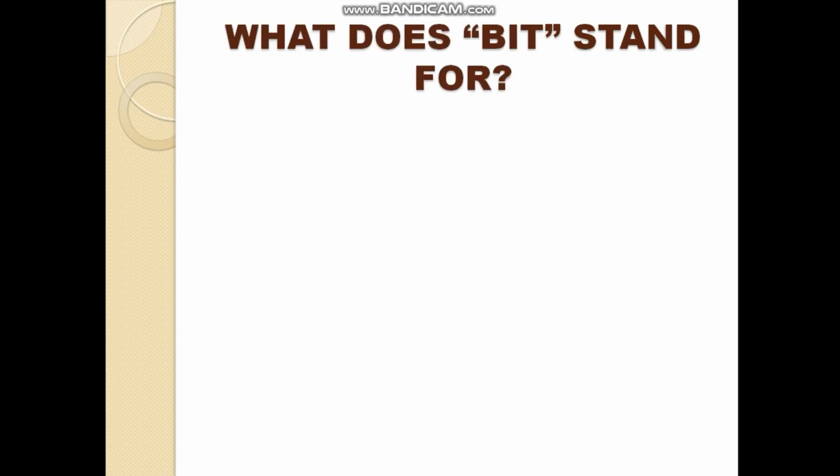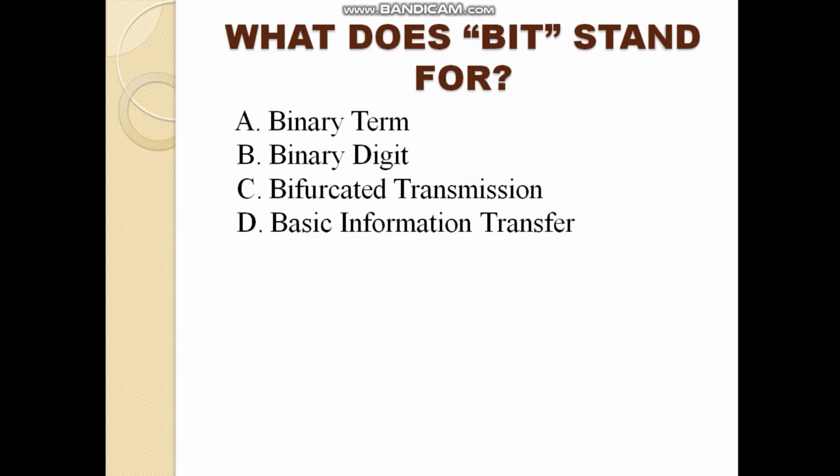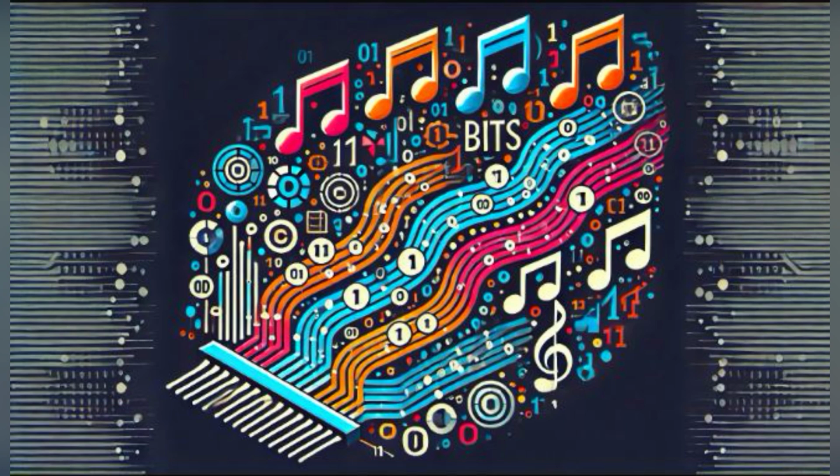What does bit stand for? A. Binary term. B. Binary digit. C. Bifurcated transmission. D. Basic information transfer. Answer: B. Binary digit. A bit is the smallest unit of data in a computer, represented as 0 or 1.